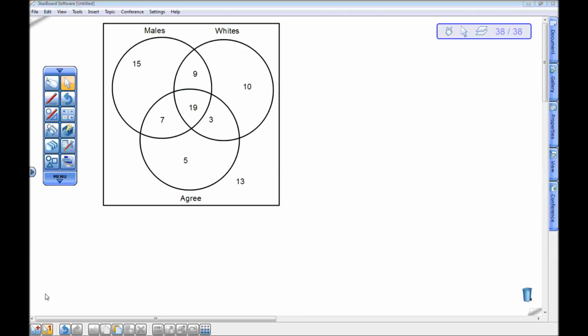Let's say that I took a survey about some sort of reform issue or who knows what, and I organize my information like so. I've got a circle here that says males, a circle here that says whites, a circle here that says agree.